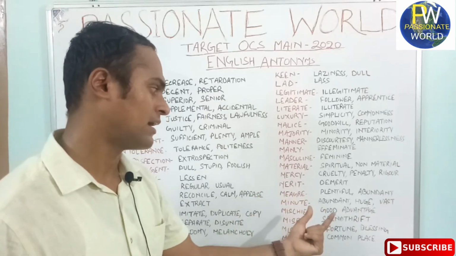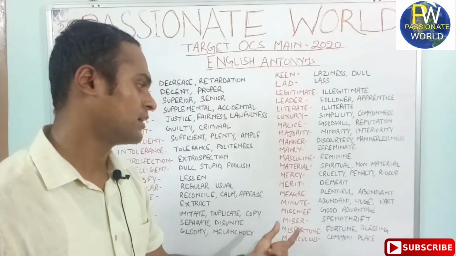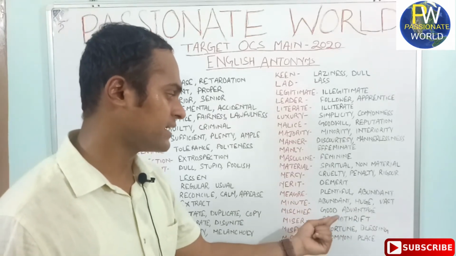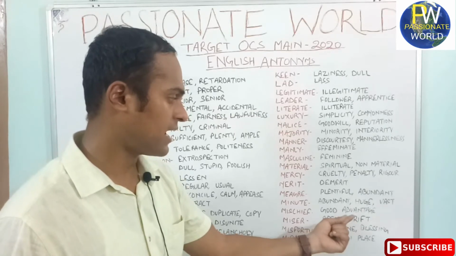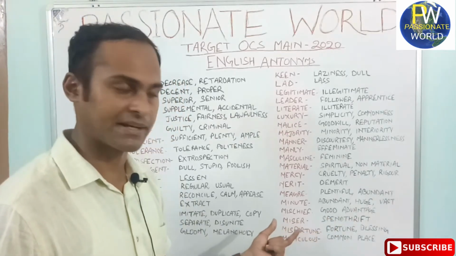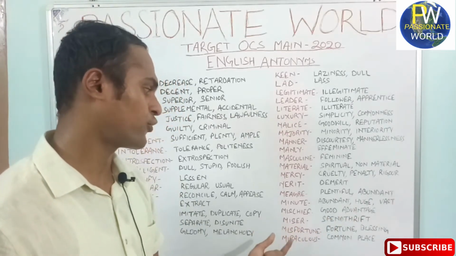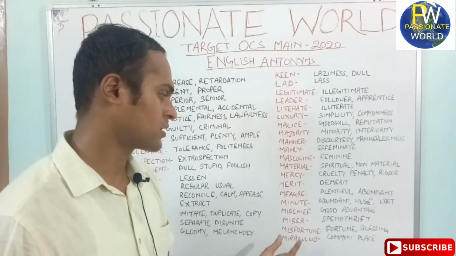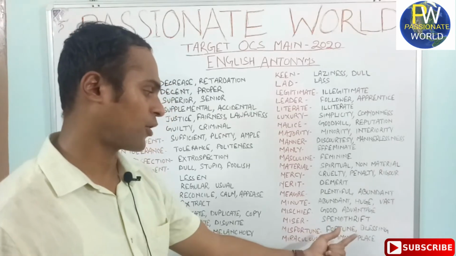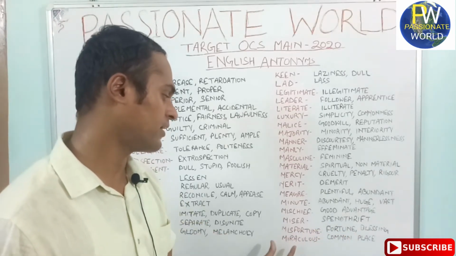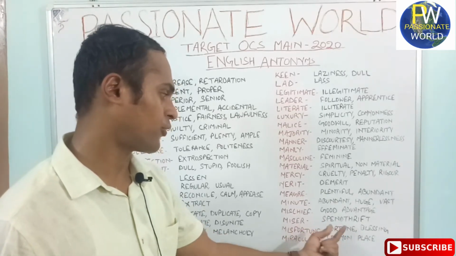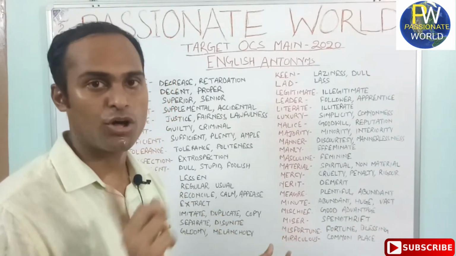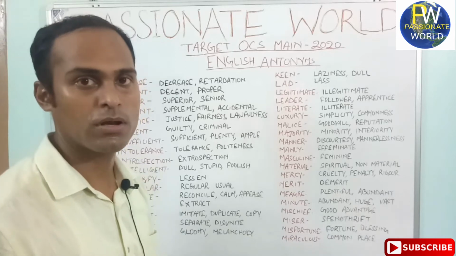Mischief, good, advantage. Miser, spendthrift. The spelling is spendthrift. Then misfortune, fortune or blessing. Miraculous, commonplace. If commonplace is being asked, then you can say miraculous. If fortune or blessing is being asked, then misfortune. On the other side, we will discuss a few more antonyms.